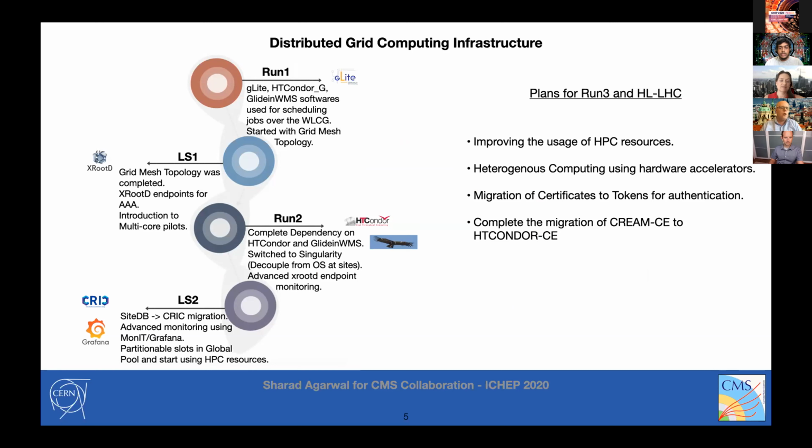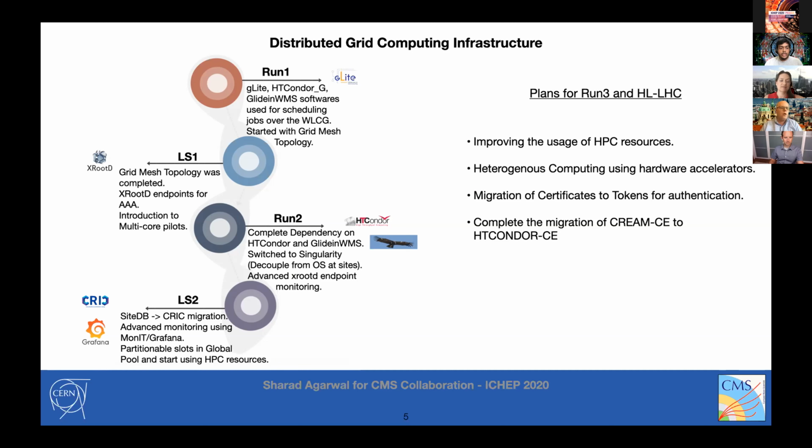During Run 2, we completely shifted the whole dependency of grid computing to HTCondor and GlideinWMS. We also switched to Singularity, which basically removes the operating system dependency at sites. And we started doing advanced XRootD endpoint monitoring.